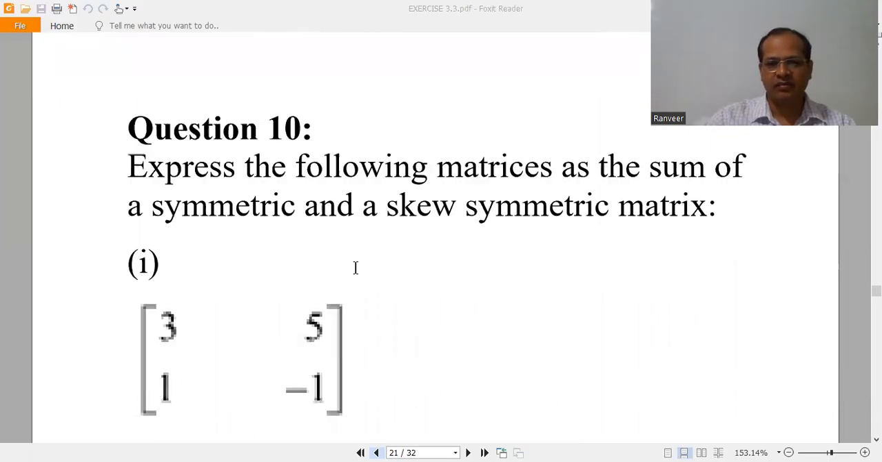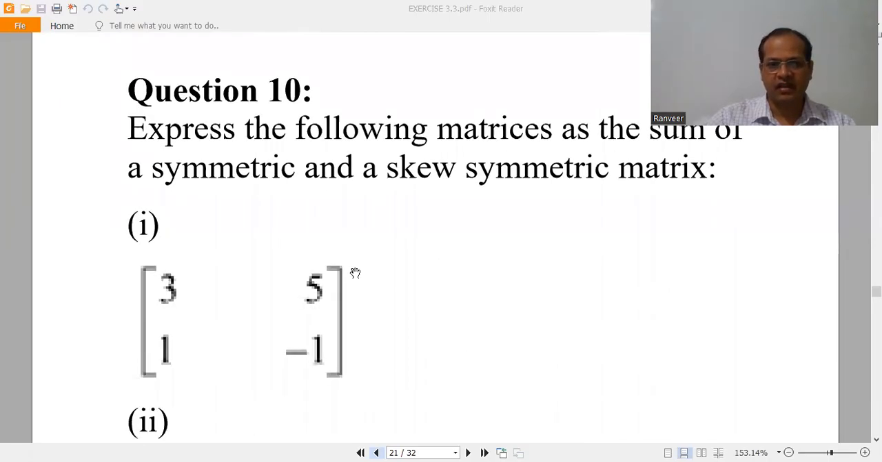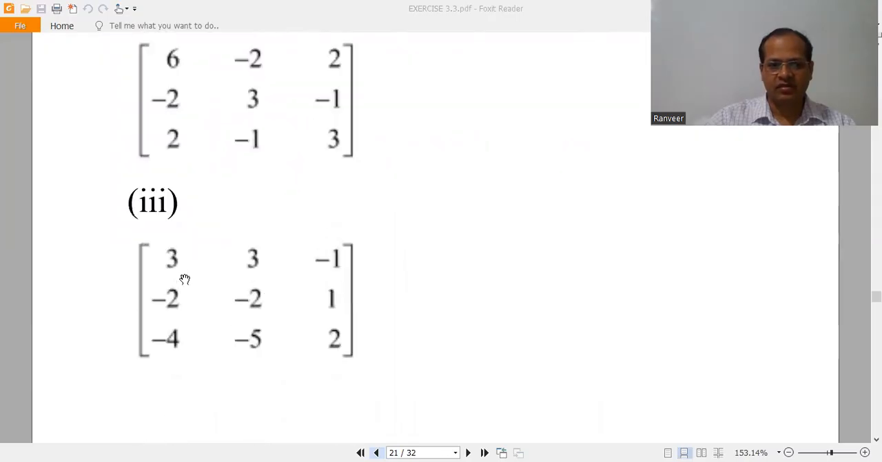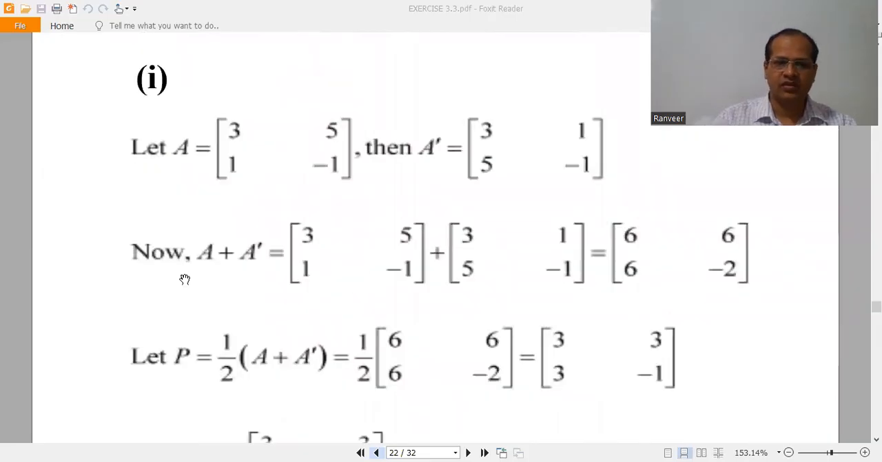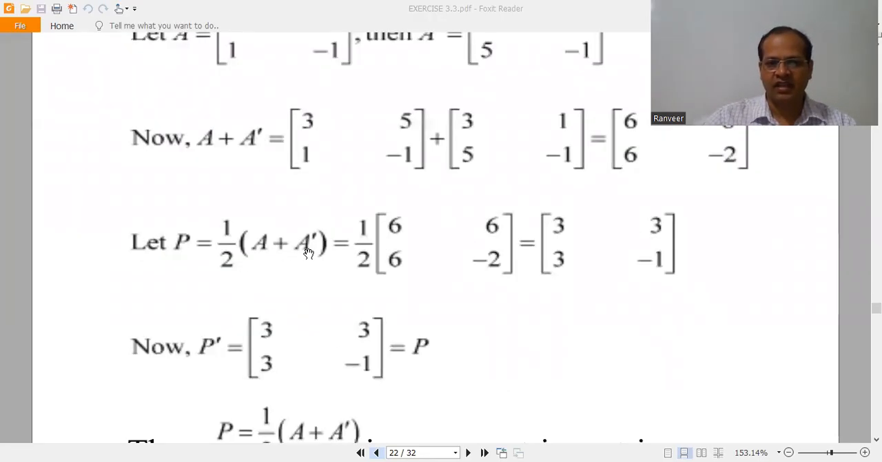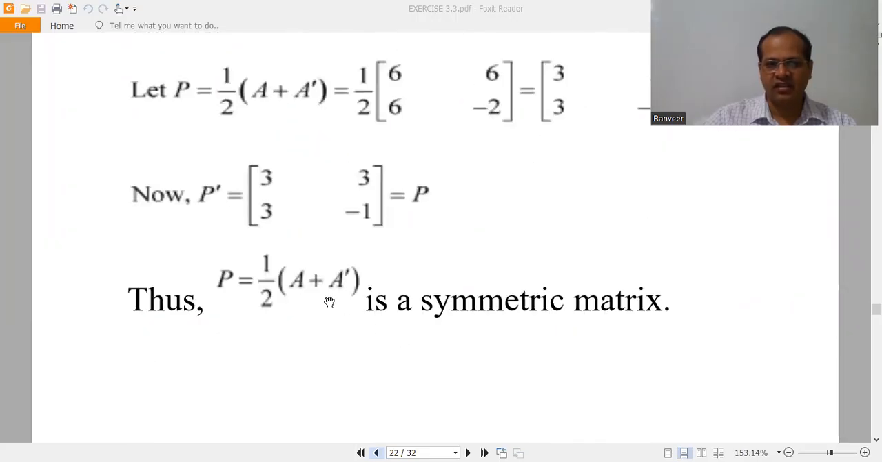Express the following matrices as the sum of a symmetric and a skew symmetric matrix. So this is the first question, second question, third question, fourth question. Now, for the symmetric matrix, A plus A transpose: A is given and A transpose is given. First we add A plus A transpose, and we got the result. The symmetric matrix is nothing but half of A plus A transpose. Whenever we have A and its transpose, half of A plus A transpose is the symmetric matrix.